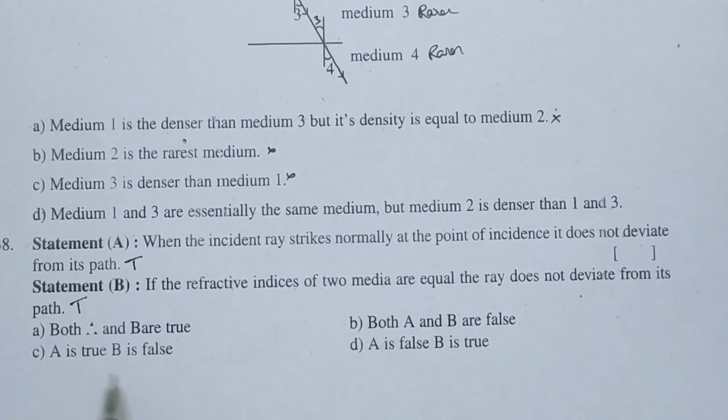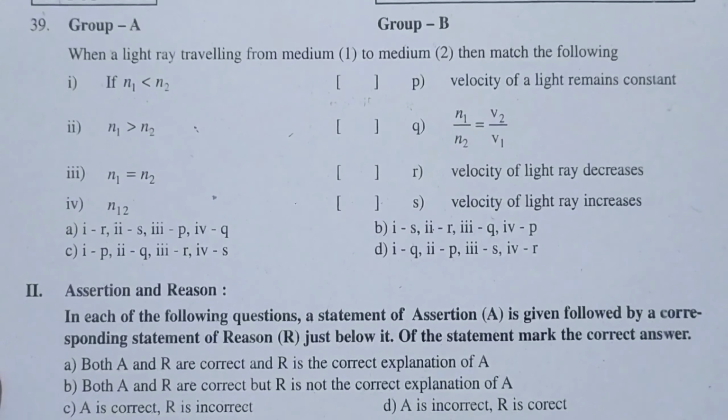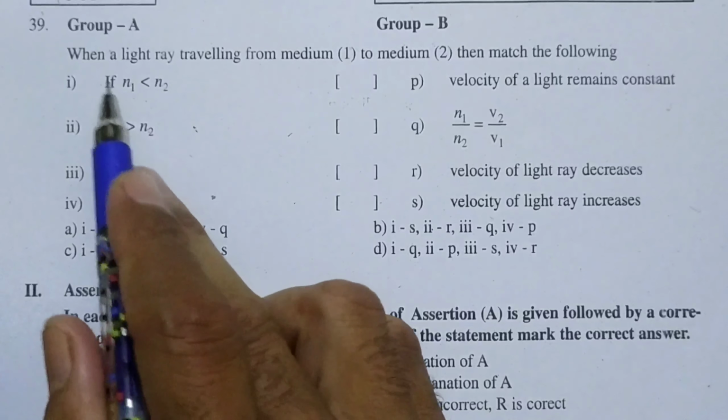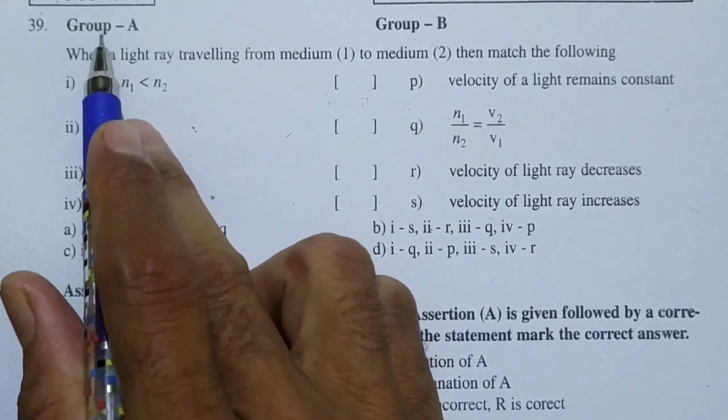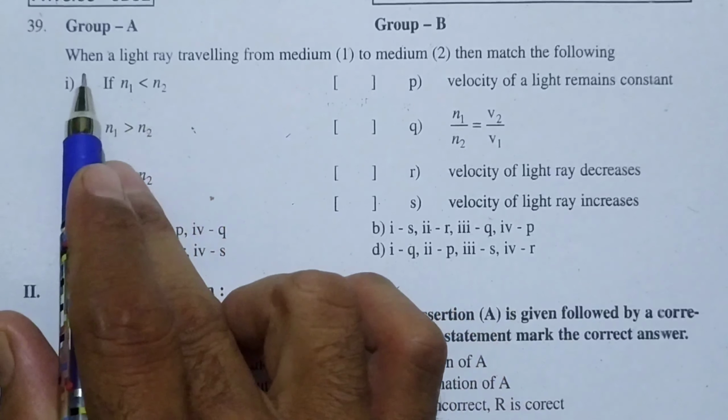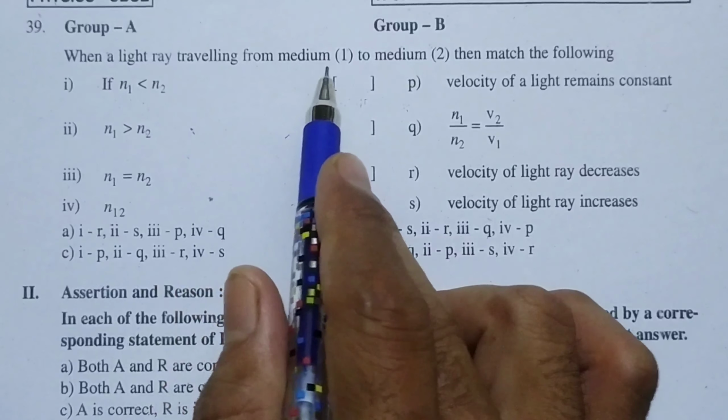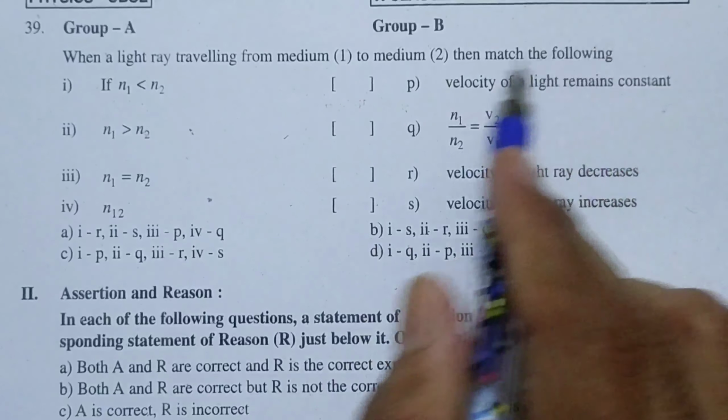Okay, now here let us see option A. Both A and B are true. So option A is the right answer. Now we see question number 39. There are two groups, group A and group B. When a light ray is traveling from medium 1 to medium 2, then match the following.